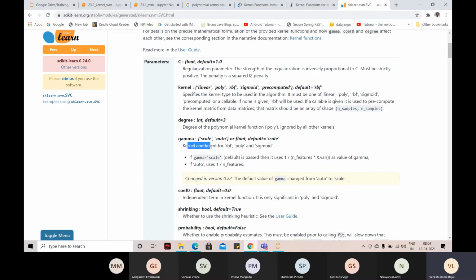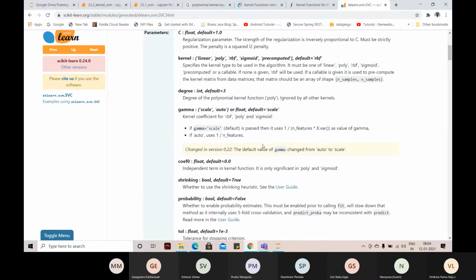Here's coef 0. See this coef 0? Independent term. Sorry, I am really sorry. So this is not the regularization parameter. Gamma is the regularization parameter. The coef 0 is the independent term. This is the intercept.